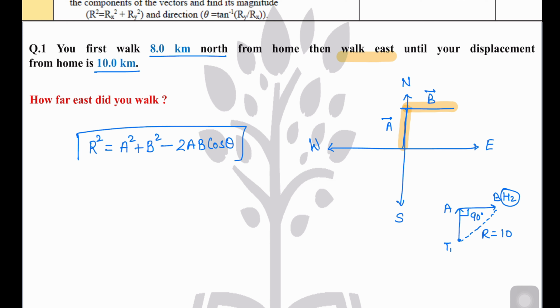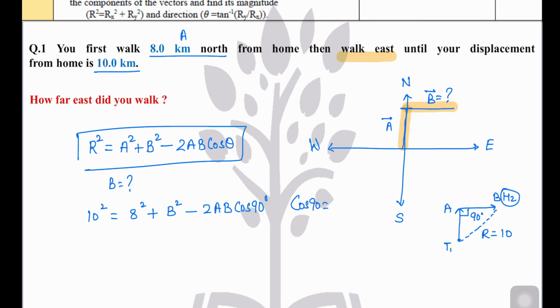Yes or no? Okay. And what are we looking for? B. We are looking for B. R is given, A is given. Place the values. R is 10, so 10 square equals A, which is 8 square, plus B square minus 2AB cosine 90. Cosine 90 is 0. So put all these things in the calculator, and B equals 6 kilometer.